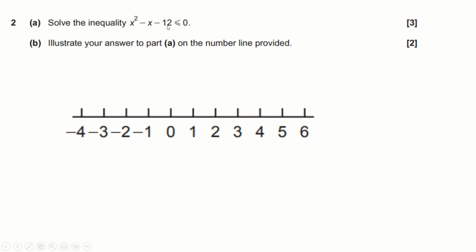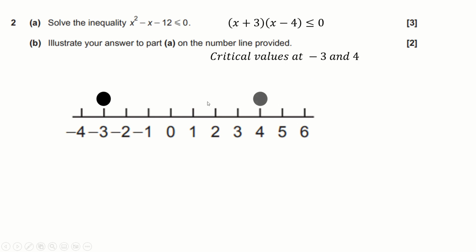Again, nice and straightforward. Find the critical values by setting this equal to 0 and factorizing. Or you don't even have to set it equal to 0, you can just factorize and then say critical values at minus 3 and 4. And then what I tend to do, it's not strictly, it's equal to or less than.